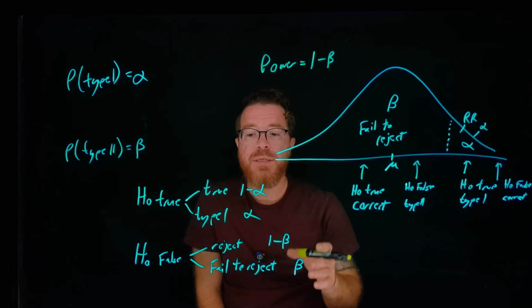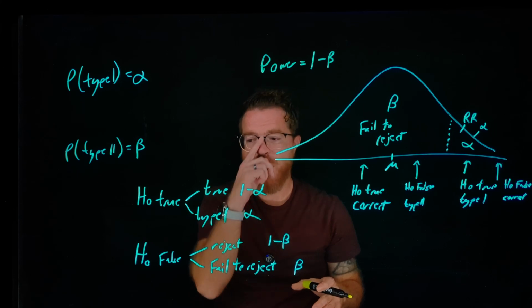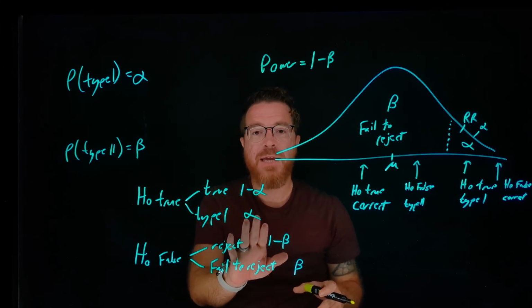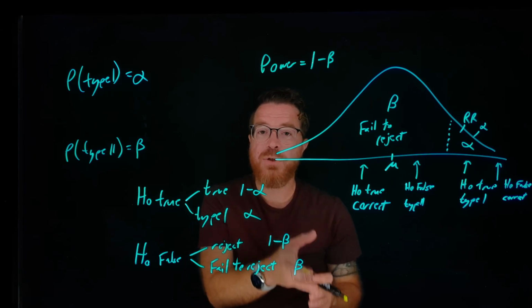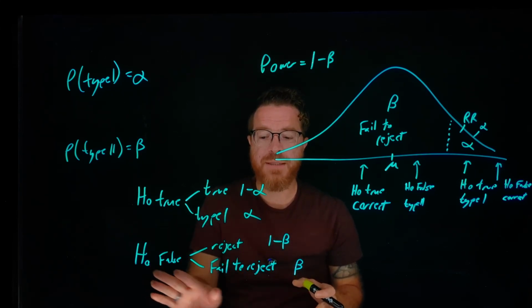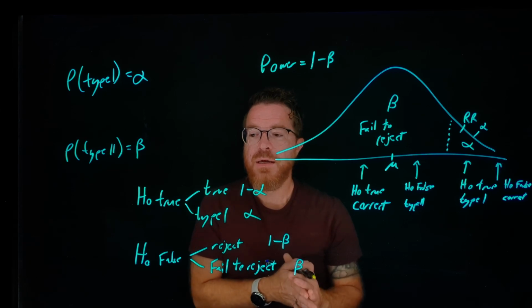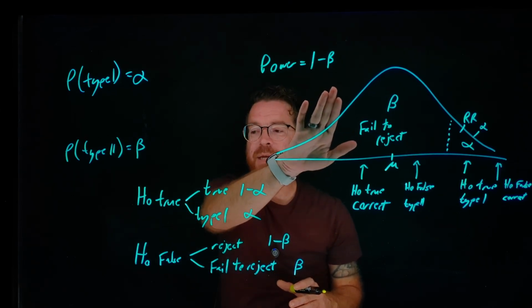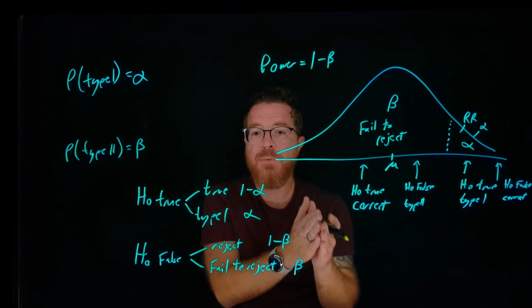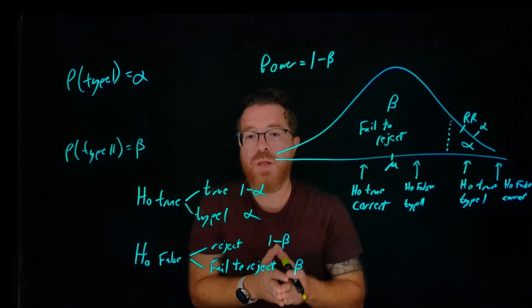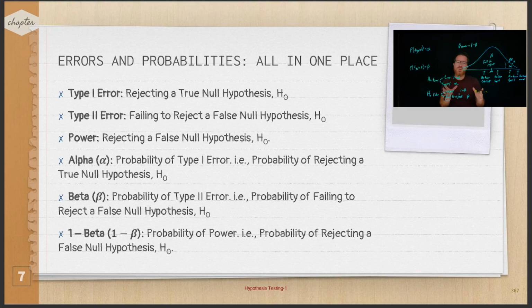Alpha is our probability of a type 1 error. This is where we have a true null hypothesis and we reject it. Beta is the probability of a type 2 error, which is when we have a false null hypothesis and we fail to reject it. And then again, this 1 minus beta is the power of our test. It is the probability of rejecting a false null hypothesis. And this is mostly what you need for error whenever you're looking at a hypothesis test.